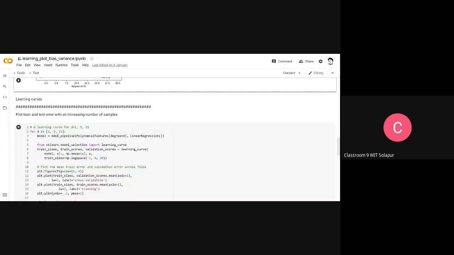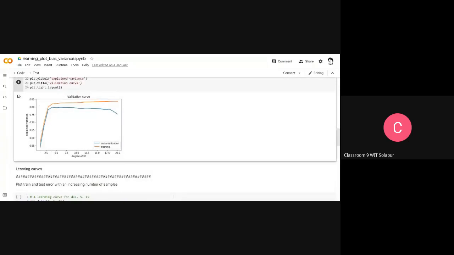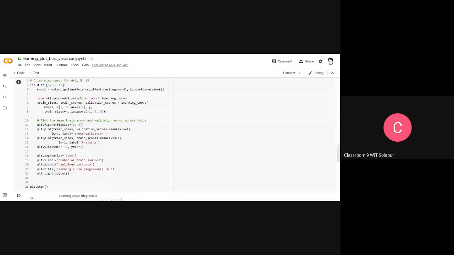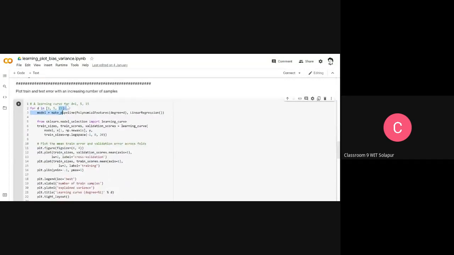Now, when I come back to learning curves, what we do is plot it for very basic degrees. I have plotted it for the entire range, degree 2 to 21, but now I am detailing it out. I am only choosing 3 degrees: degree 1, degree 5 and degree 15. I am generating what the curve will be for degree 1, for degree 5 and for degree 15, right?